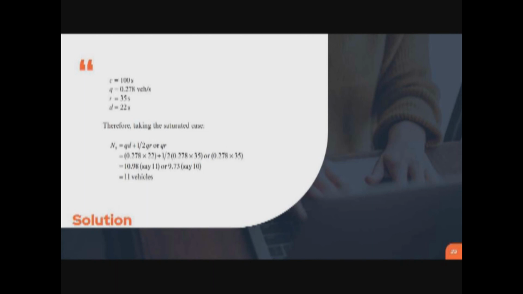So therefore, taking the saturated case, N sub S is equal to Q times D plus 1/2 QR or QR. Substituting everything, we have 10.98, then rounding up, we have 11, and the other one is 9.73, which rounds to 10. So we have to choose which is greater. Since 11 is greater than 10, the answer is 11 vehicles.